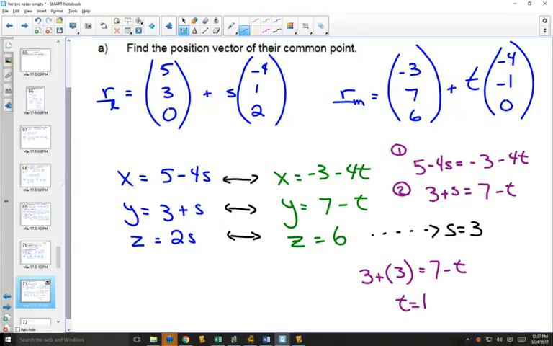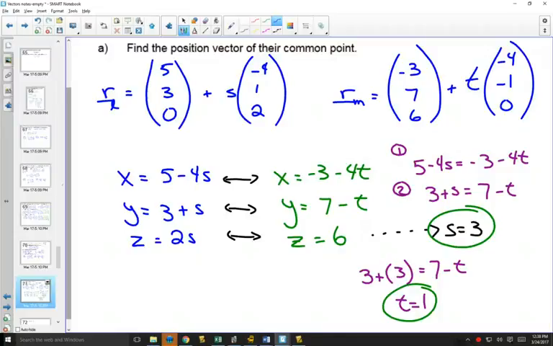If there's a point in common, that means when I plug in 3 for s, I should get the same point as when I plug in 1 for t. It's not enough just to plug in one value and not check the other one, because there's going to be some times that you'll have two lines that cross but never touch.